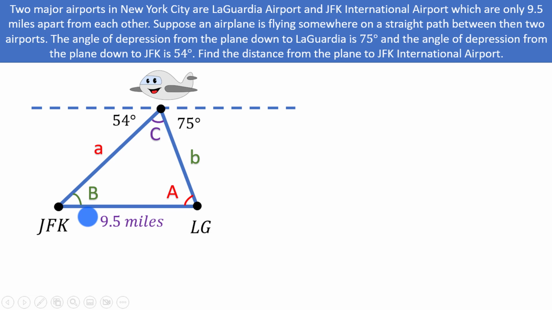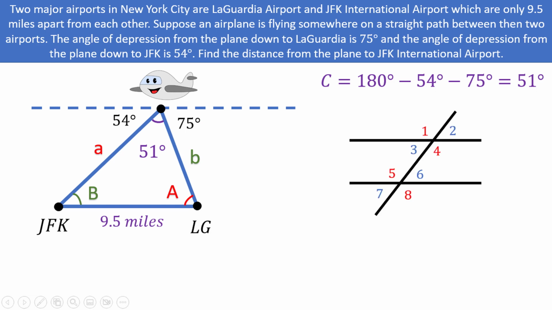Right now, we only know one side. In order to use the law of sines to solve a triangle, we'd have to know one side and two angles, or two sides and one angle. Perhaps we can use these two given angles to solve for two of the angles of the triangle. Now we know that an angle related to a straight line is 180 degrees. That's kind of like having half a circle. Therefore, the angles 54 degrees, 75 degrees, and capital C must add up to 180 degrees. So we can solve for the angle capital C by taking 180 degrees and subtracting the two other angles. We will get 51 degrees, so capital C is equal to 51 degrees.